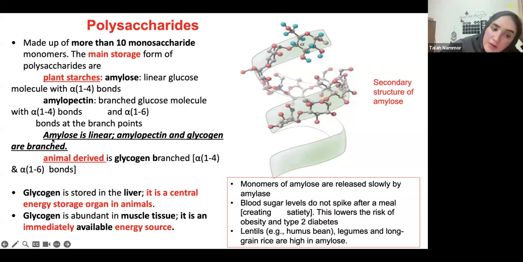Now the animal derived, from the name, made by animals. So it's glycogen. Glycogen is branched. It has 1 to 4 and 1 to 6. Glycogen usually is stored in the liver. It is a central energy storage organ in animals. When we were talking about diabetes, we said the liver is going to absorb all of the glucose in the body. And after it absorbs all the glucose, it will start glycogenesis, which is basically formation of glycogen. And I'm pretty sure, did you take the lecture or no?